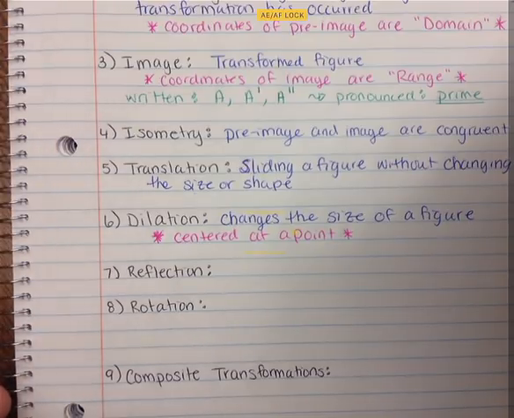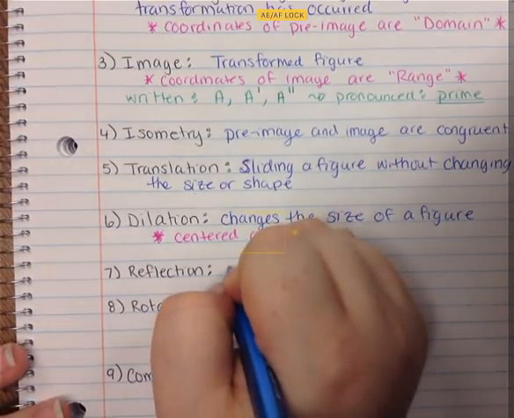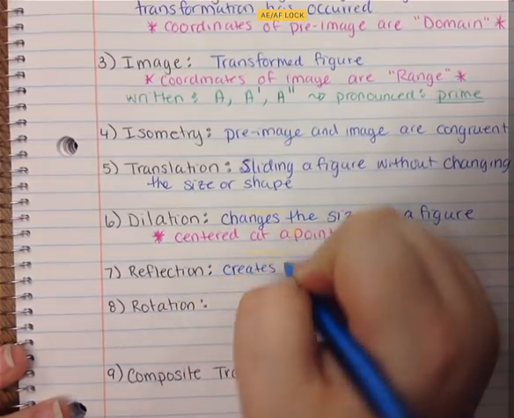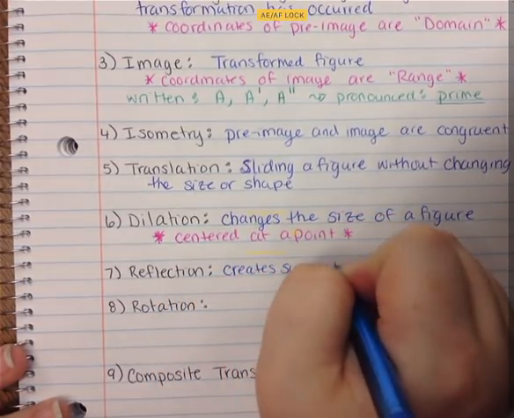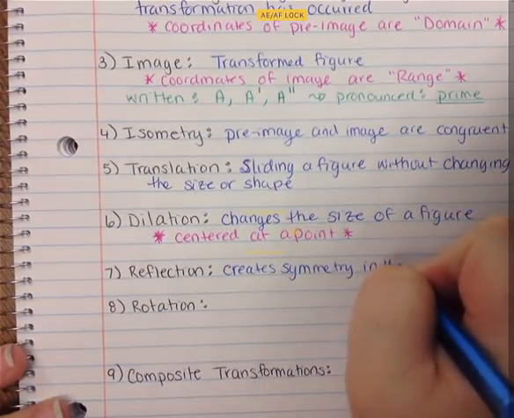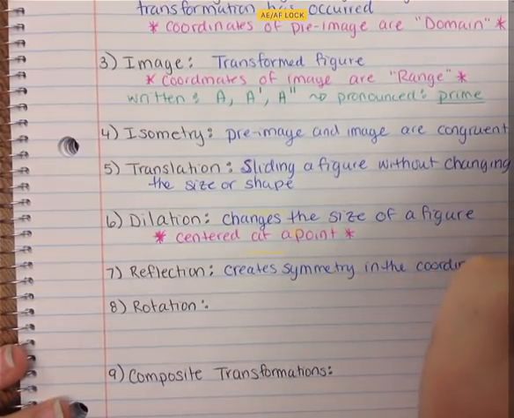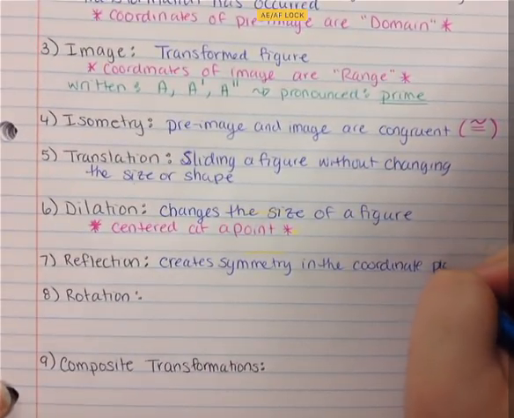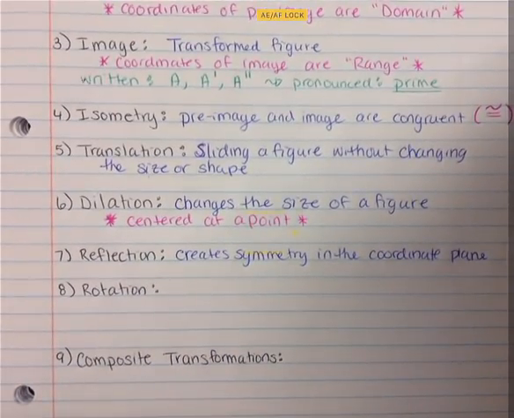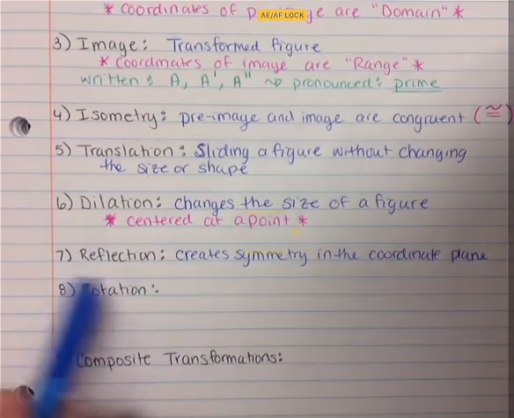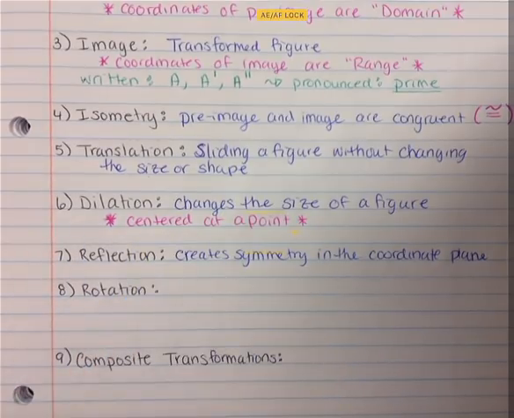The next one we have is reflection. Reflection creates symmetry in the coordinate plane. So if you remember, if you have seen the quadratics, the axis of symmetry is the line that goes through the middle where you can reflect it over to the other side. It's a mirror image of each other. So reflections are basically just doing the axis of symmetry again and just reflecting and mirroring it over to the other side.